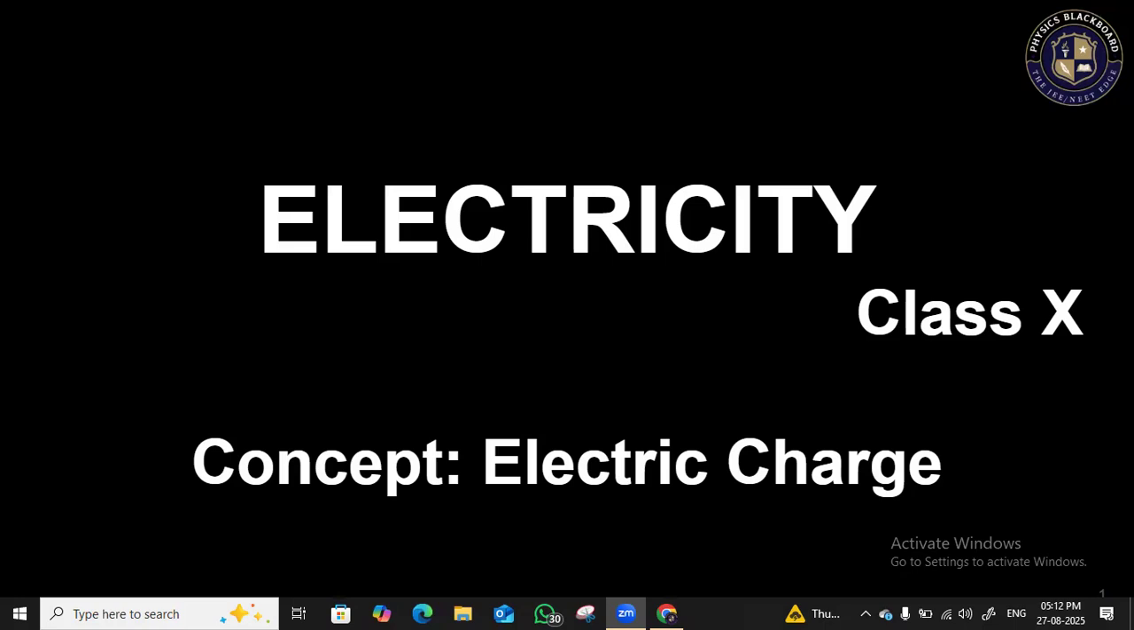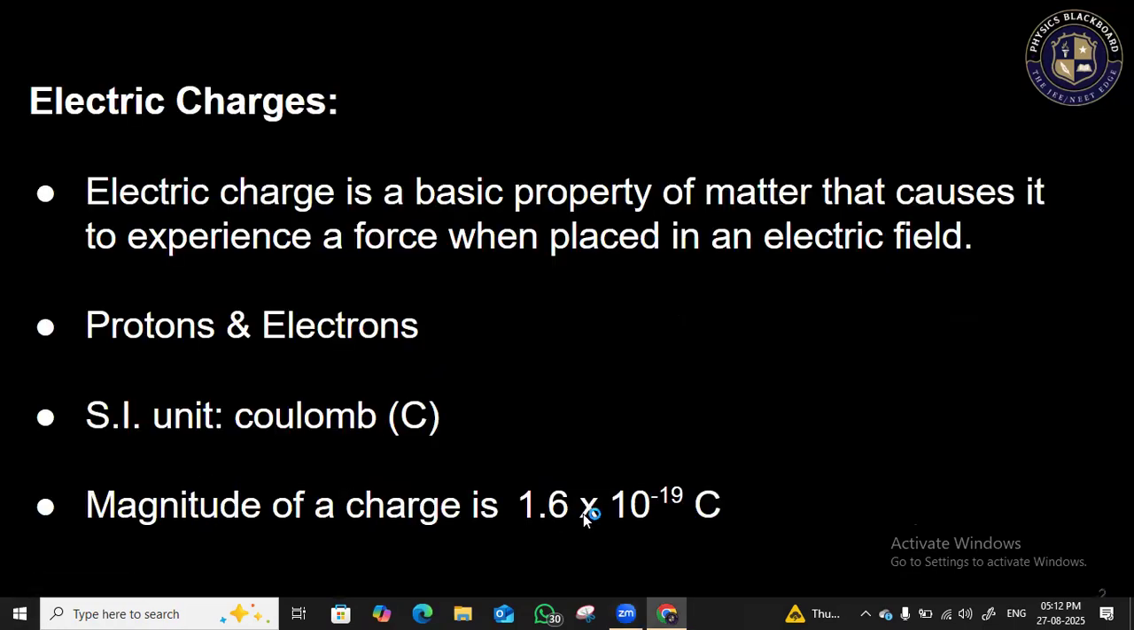Today we will learn the concept of electric charge from the electricity unit, class 10. First, we see what is an electric charge.